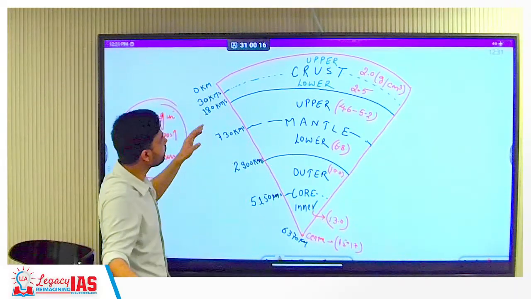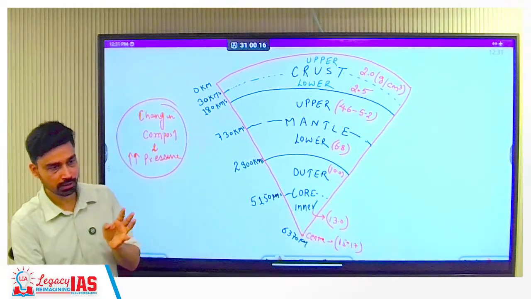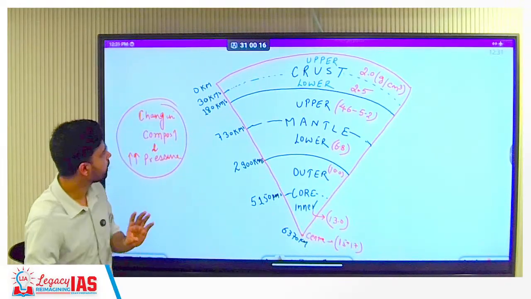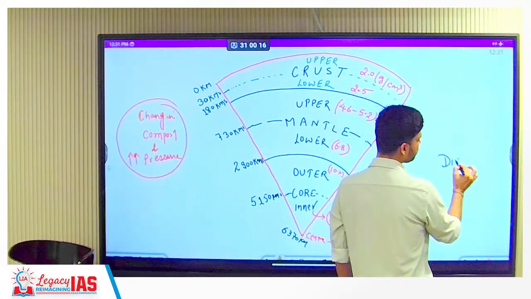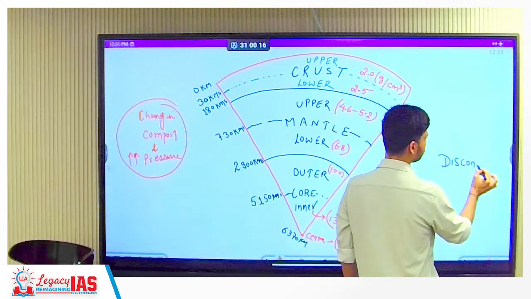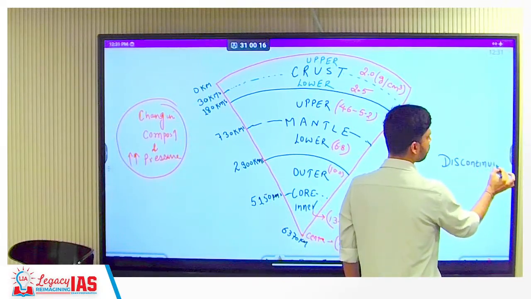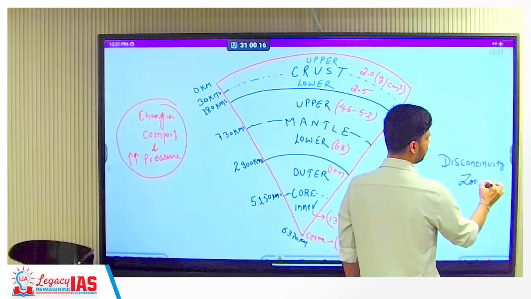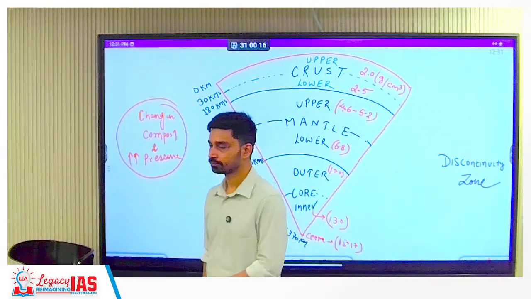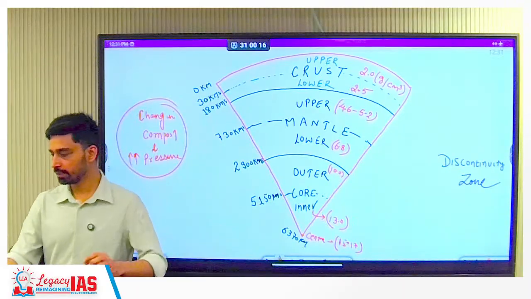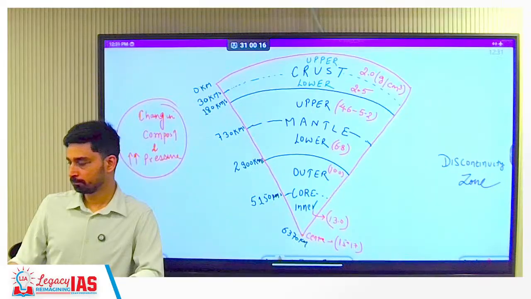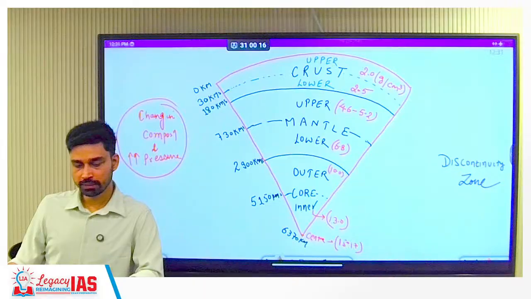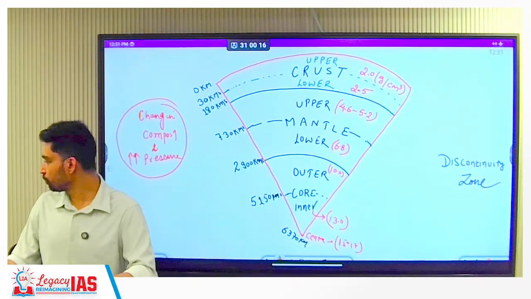Why is there a discontinuity? Because again, the material changes, composition changes, phase changes. So we can write a term here and then I'll try to draw this. The term is discontinuity zones. This is what we have to study inside. And we can explain them. What is the discontinuity zone?